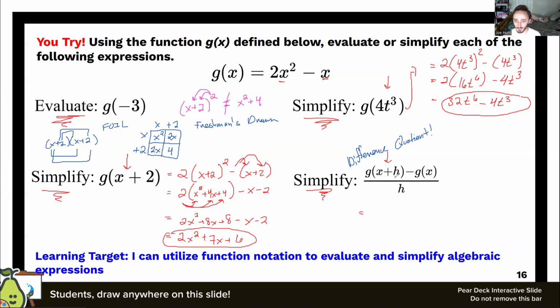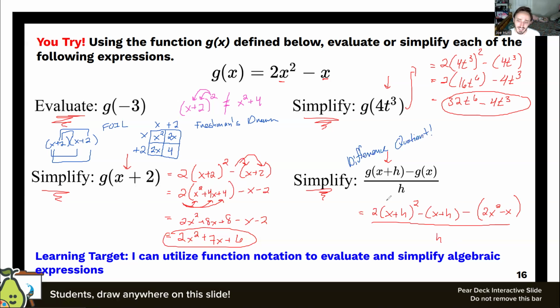If I see g of x plus h, I'm going to take my function for g of x and rewrite it so that everywhere there was just an x, I'm writing x plus h now. And then I'm going to subtract from it g of x. So I'm going to subtract from it 2x squared minus x. Notice that I put that in parentheses because I've got to lose both of those terms. It's going to be like I'm distributing that negative.